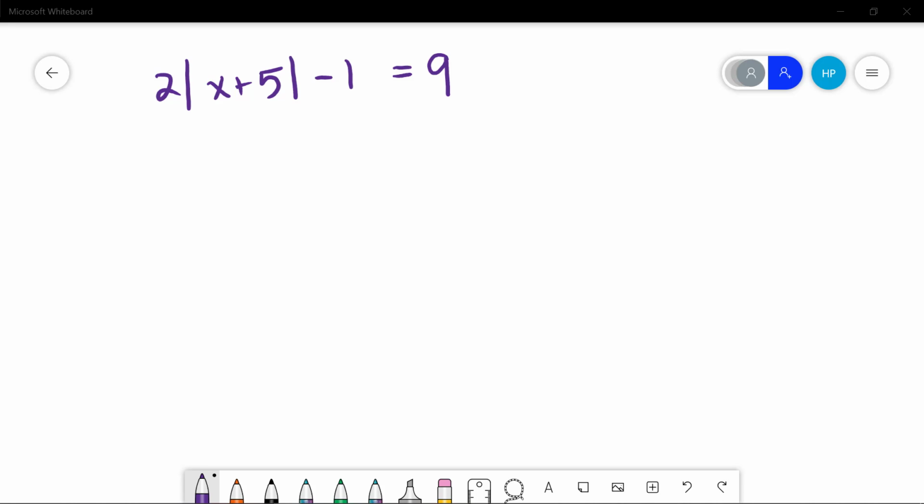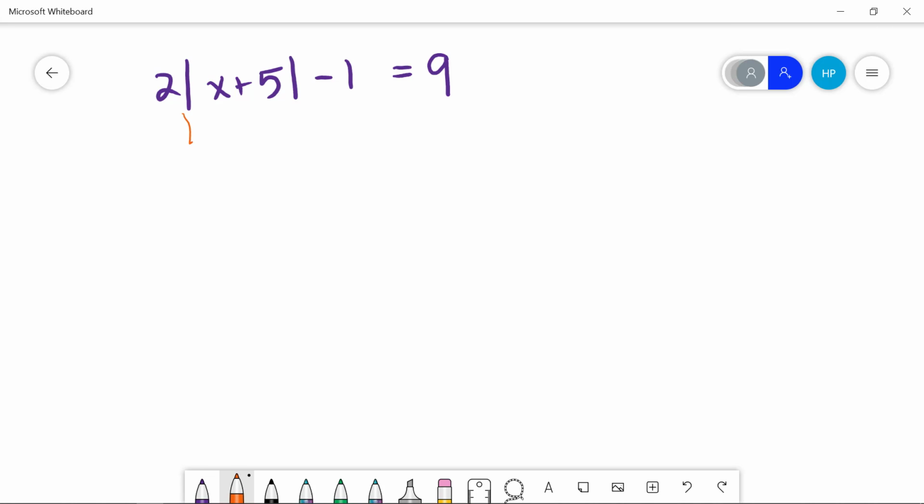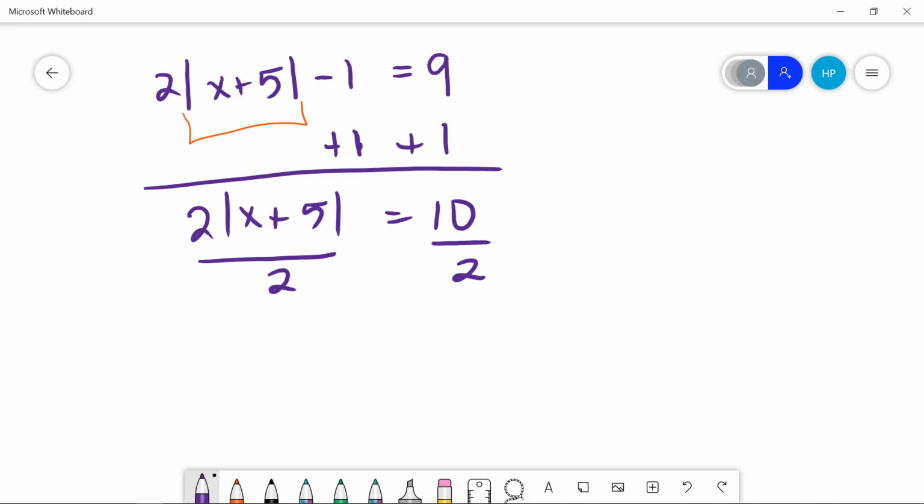So remember, when we're solving absolute value equations, we want to isolate that absolute value. So we want this to be all by itself on one side. That's kind of our first goal. So if I add 1 to both sides and then divide by 2, then remember what this means.